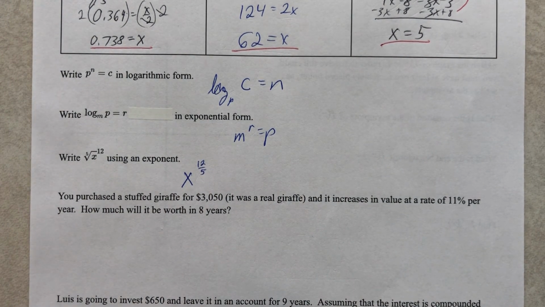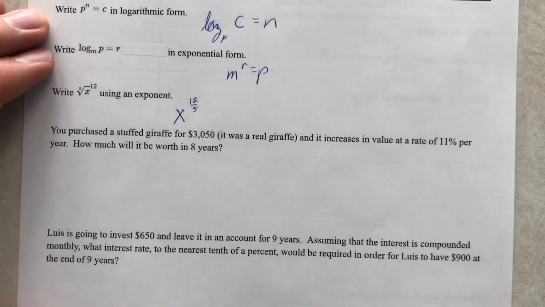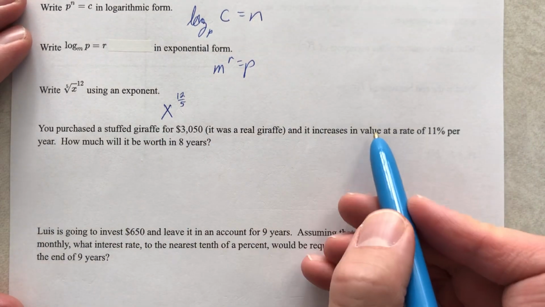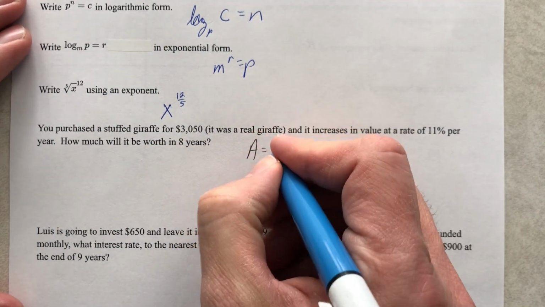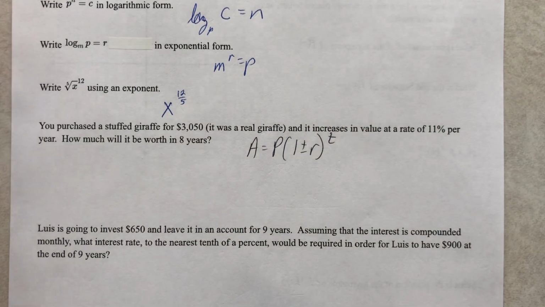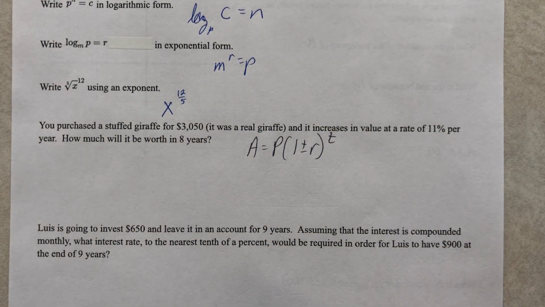Okay, word problems, 3 of them. You purchased a stuffed giraffe. This is not money in the bank. It is the value of an object, so we will use this equation. A equals p, 1 plus or minus r to the t. We get to choose plus or minus. It is increasing, not decreasing.